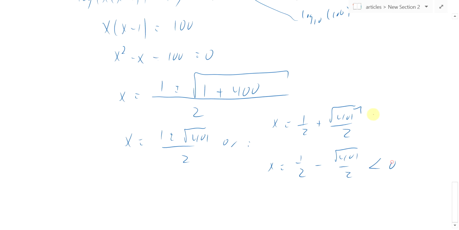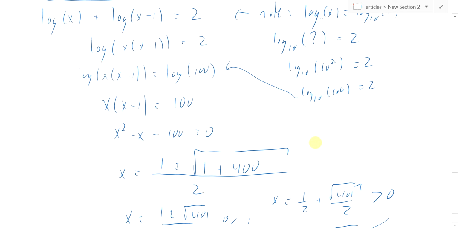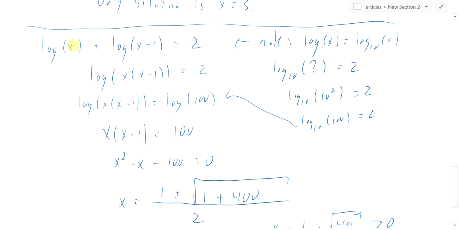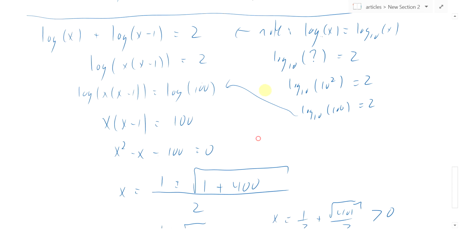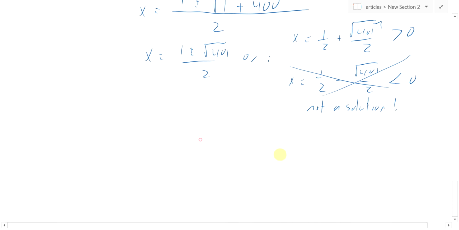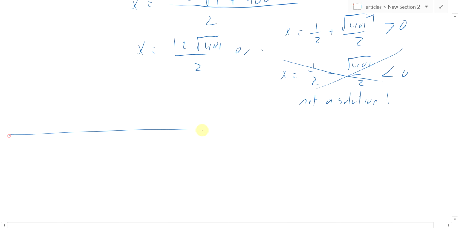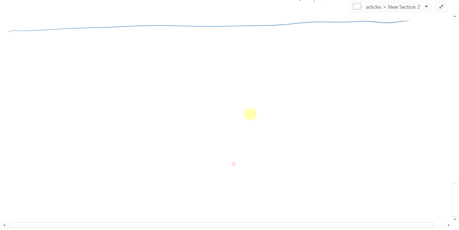This one is less than 0. That one's greater than 0. So this is not a solution, because you cannot put a negative number into a logarithm. And if this is the solution, if you tried plugging that number back into the original equation, right, you get a negative number in here. Okay, and so that's most of the log problems.